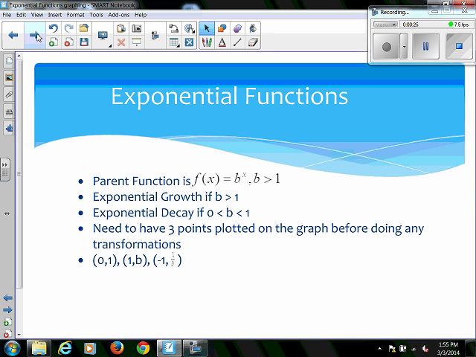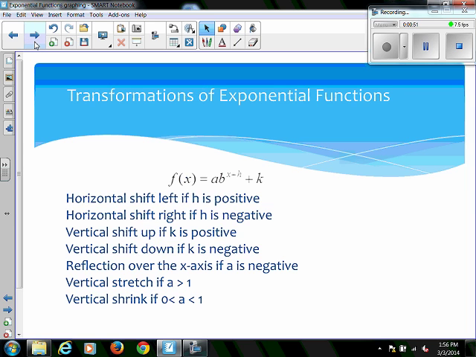Our parent function is f(x) = b^x. If b is greater than 1, we're going to have exponential growth. If b is between 0 and 1, we're going to have exponential decay. We need to have 3 points plotted on all our graphs before doing any transformations. You'll see these 3 points here: (0, 1), (1, b), and (-1, 1/b). These should be fairly familiar to you from other functions and transformations.